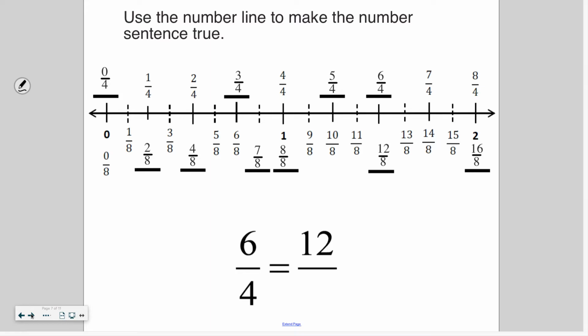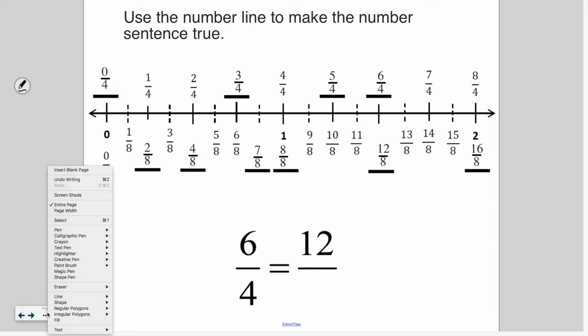So now this is where we're actually going to use what we made on these number lines to help us find equivalent fractions. I have my number line already filled in, right, that we did together in the previous slide. And I want to use it to help you compare 6/4 and 12 something. What would be equivalent to 6/4? How many eighths? Or what fraction would this actually be, right?